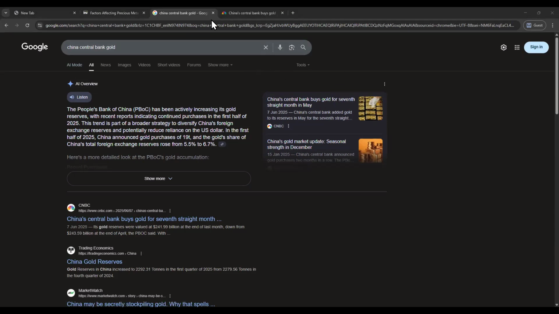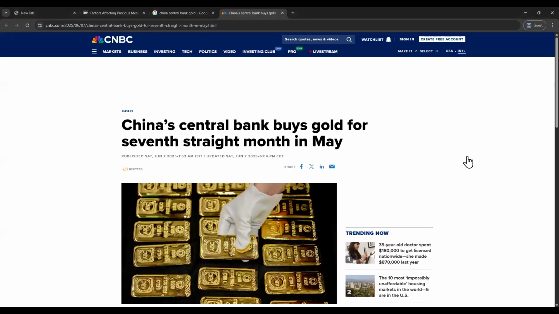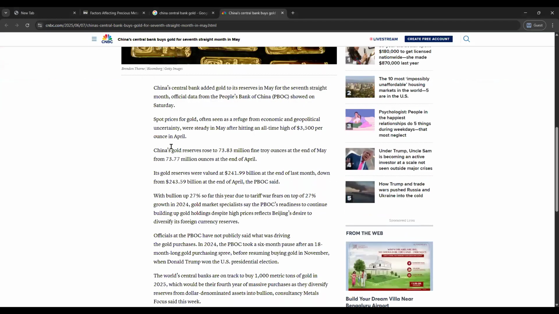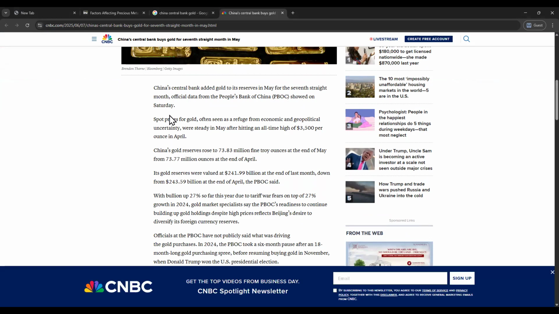Yes, I think an article has been shared by Nitin also. Yes, same article I've opened. Correct, Nitin. So China's central bank added gold to its reserve for the seventh straight month. And have you seen the amount of hike that has happened in gold in the last few months? Have you guys noticed it? Yes, a massive increase from last year, August. Massive increase.